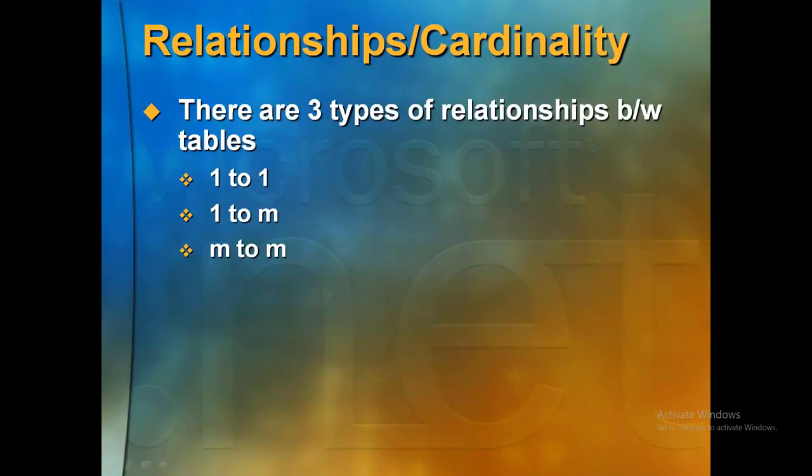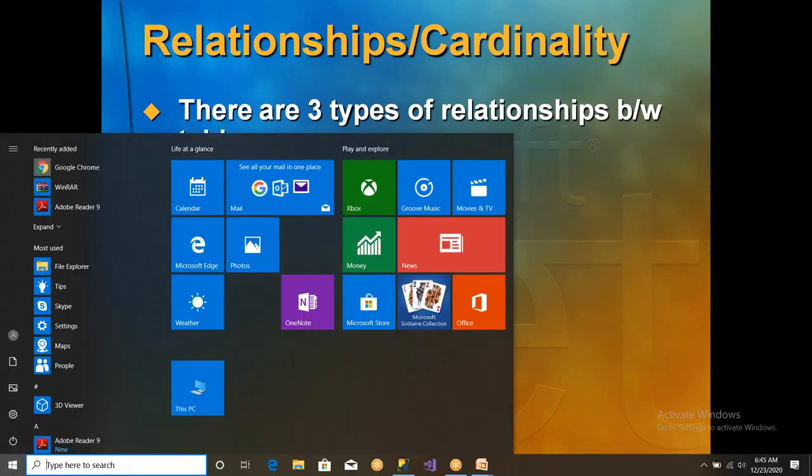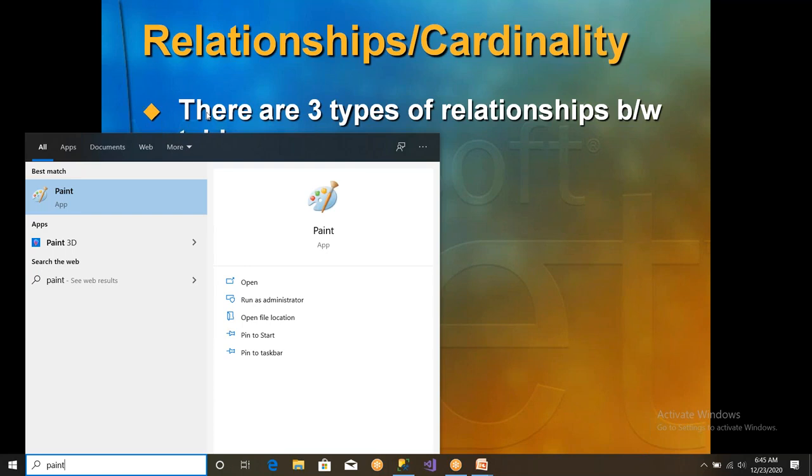There are three types of relationships between tables. One is called a one-to-one relationship. The second one is called a one-to-many relationship. The third one is called a many-to-many relationship. So let me take Paint and explain.